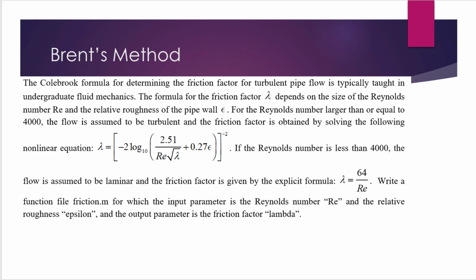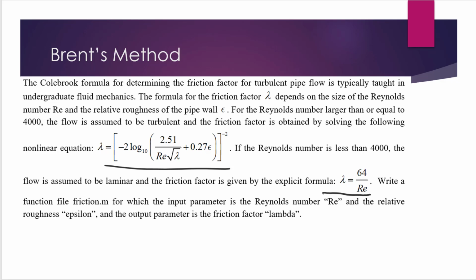The Colebrook formula for determining the friction factor for turbulent pipe flow is typically taught in undergraduate fluid mechanics. The formula for the friction factor lambda depends on the size of the Reynolds number Re and the relative roughness of the pipe wall epsilon. For the Reynolds number larger than or equal to 4000, the flow is assumed to be turbulent, and the friction factor is obtained by solving this nonlinear equation, as shown here. If the Reynolds number is less than 4000, the flow is assumed to be laminar, and the friction factor is given by the explicit formula here, lambda equals 64 over Re.